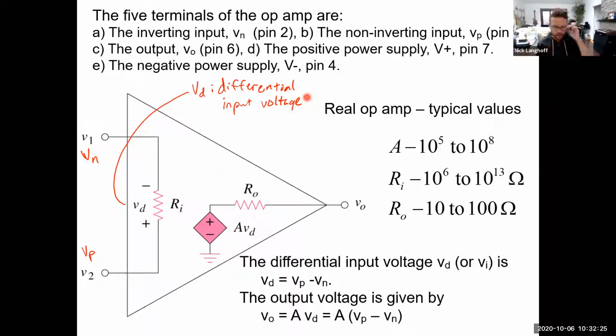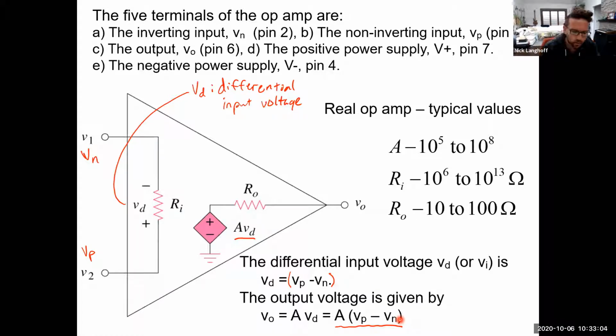And so it turns out that the input to the amplifier is the differential voltage, which we call VD, because the dependent voltage source inside of the op-amp gives out a voltage that is A times the differential voltage VD. So VD is equal to VP minus VN. The output voltage is then A times VD, and VD is that difference, V positive minus V negative, VN.